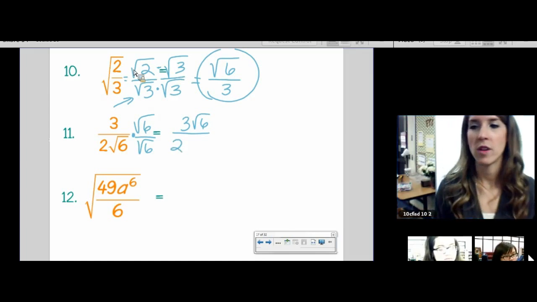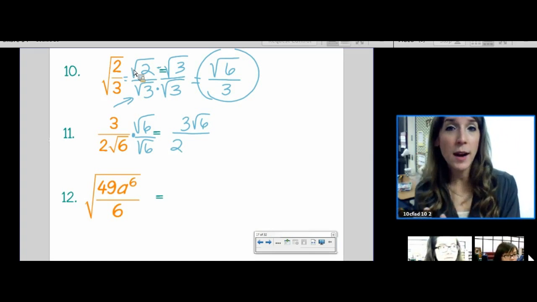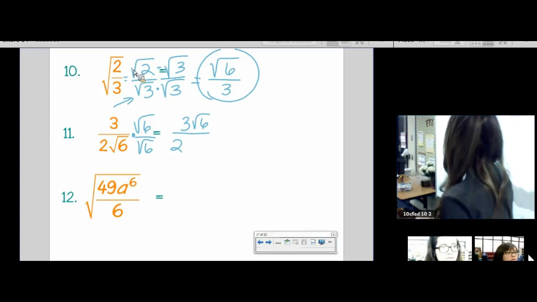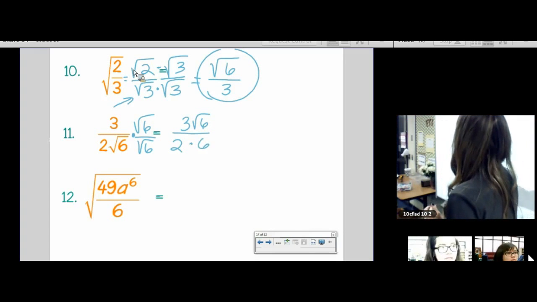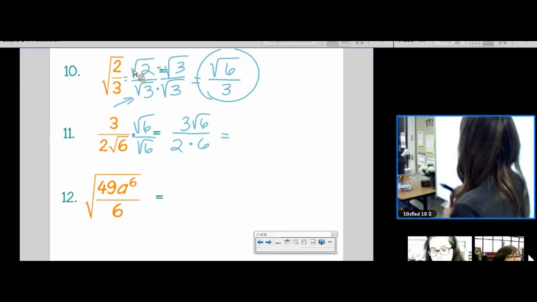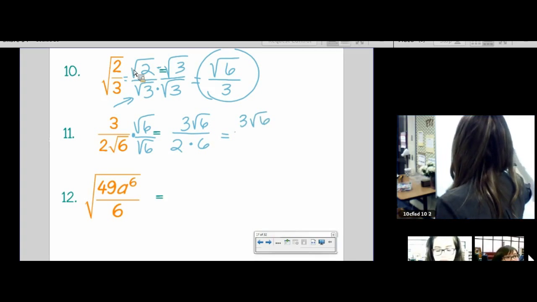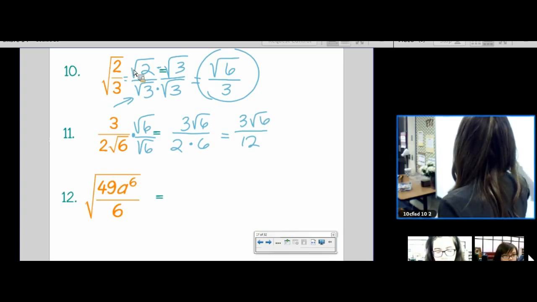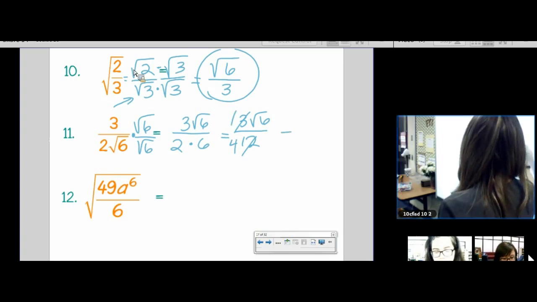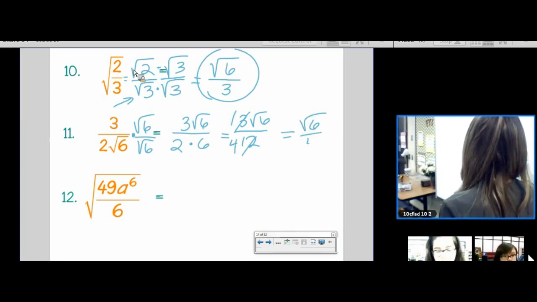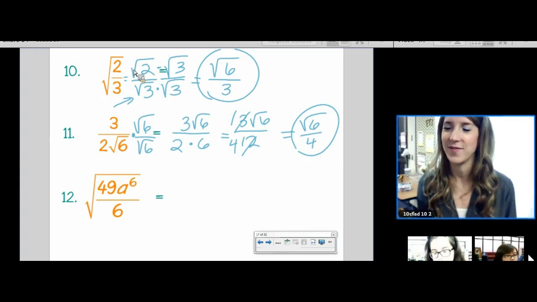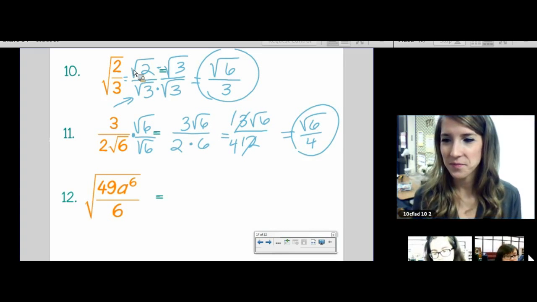Just 2. Square root 6 times square root 6, that's no different. It's just 6. So that was a little bit different than the other ones. So the numerator is still 3 root 6. The denominator is 12. Boom, boom, 1/4. We love to have denominators of 4 in our final answer, don't we? I don't know. Did you get it right?